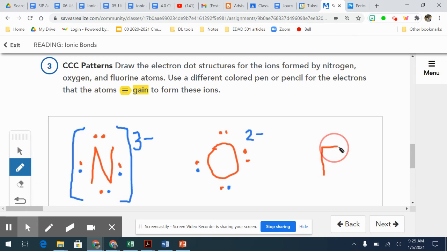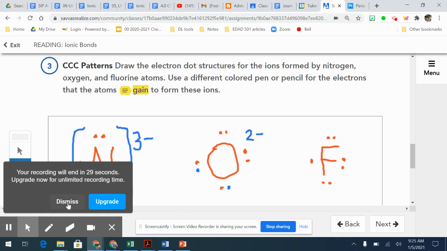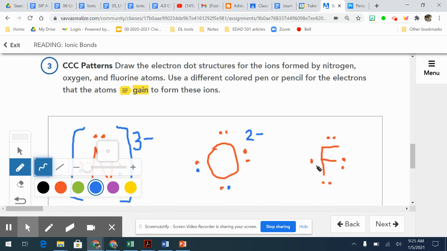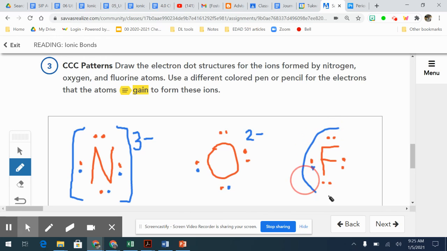Fluorine has 7 valence electrons already, so it only needs 1 more, which is great. 6, 7. Its additional electron will be in blue. This whole thing we can put in a circle to show it's a particle. It has a 2 minus charge. Boom. There we go. There's 3 ways to do it. Oops, I made a mistake. This is 1. 1 minus. Sorry about that. There we go.